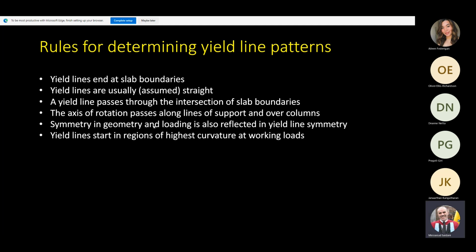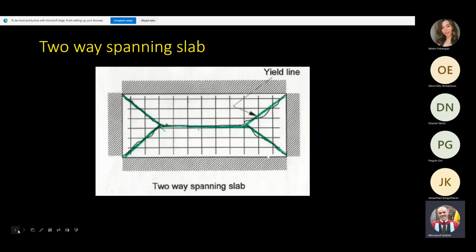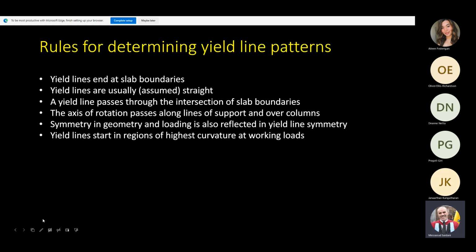The symmetry in geometry and loading is also reflected in the yield line symmetry. In other words, if the slab is symmetrical and the loading is also symmetrical, which is the case here, you have a UDL, so you have symmetrical loading, and you have a symmetrical geometry of the slab, then obviously you can see that the yield line is symmetrical about this vertical axis and this axis. Is that clear? So symmetry of loading and geometry of the slab will be reflected in the geometry of the yield line pattern itself. Okay? If there is anything not clear, please stop me, okay?